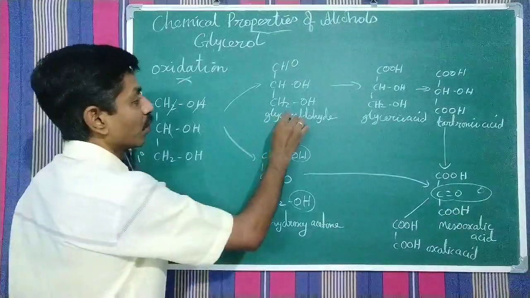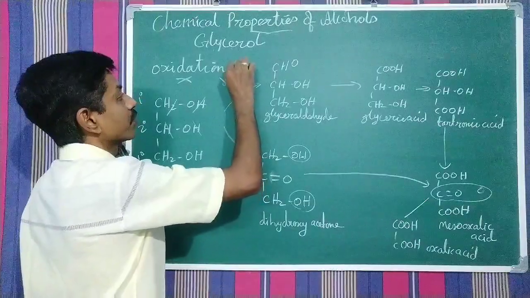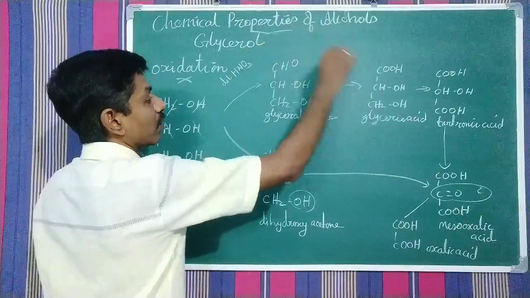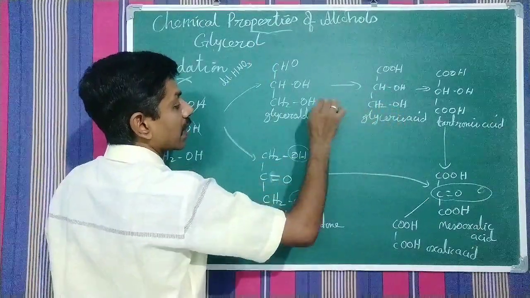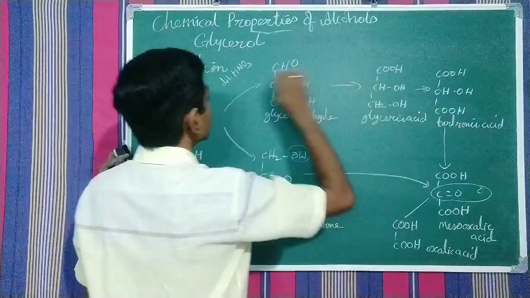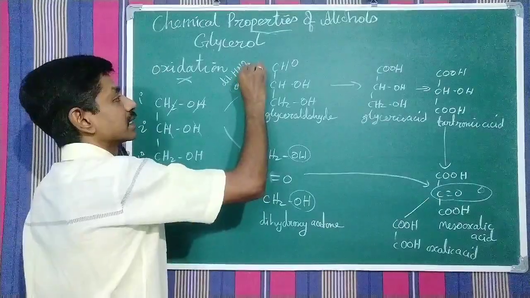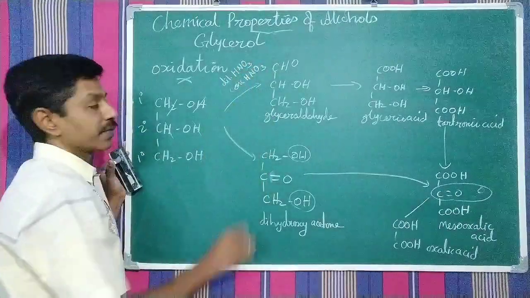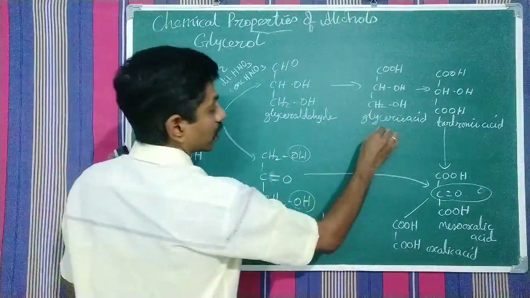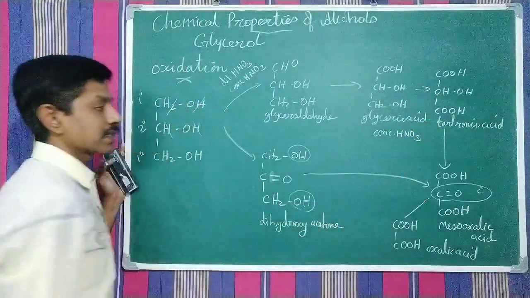So if you want to stop the reaction at a particular level, that is also possible. How? If you go for only dilute nitric acid, dilute HNO3 will give you a combination of glyceric acid and tartronic acid. These two will be the products with dilute nitric acid. You go for concentrated nitric acid. These can be asked in objective too. If you go for concentrated nitric acid, it will give only glyceric acid. So if I want glyceric acid alone, you have to go for concentrated nitric acid as the oxidizing agent.